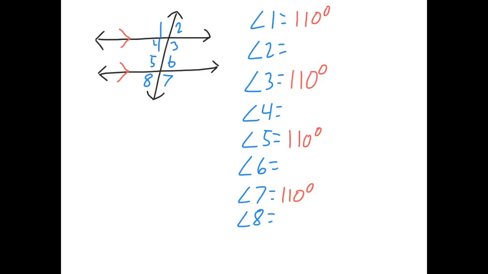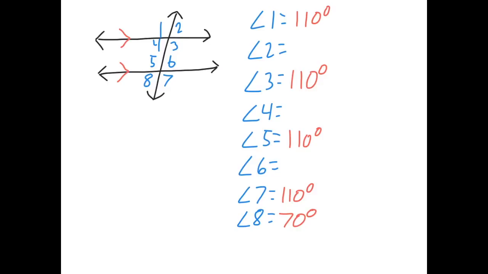Now I want to find the ones that are supplementary. So looking at angle 1, I need a supplementary angle. Well, the ones that were supplementary were the same side. So angle 1 and angle 8 are same side exterior angles. So I know they're supplementary. They add to 180. So if angle 1 is 110, angle 8 must be 180 minus 110, which is 70. So angle 8 is 70.